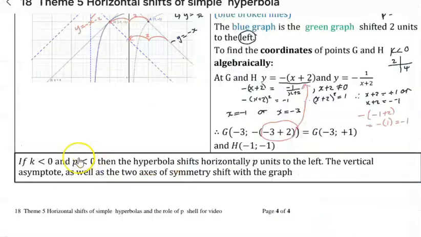And that is it. So our conclusion is, if k is negative and p is negative, then our hyperbola shifts horizontally p units to the left. P is negative, then we go left. The vertical asymptote, as well as the two axes of symmetry, shifts with the graph. All three of them shift with the graph. Or if you memorize the mother graph and the reflected one, then this is really not difficult to do.